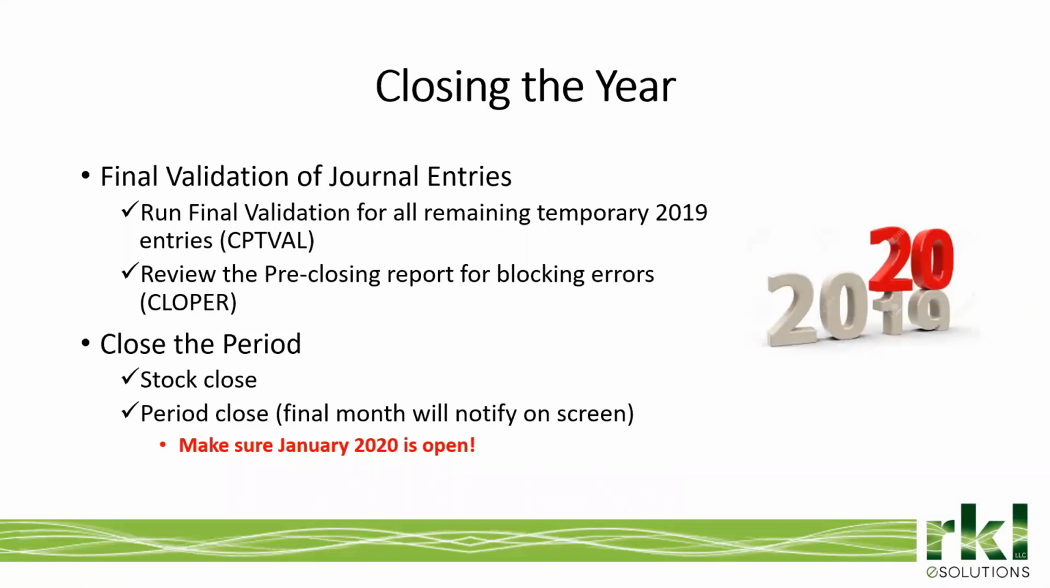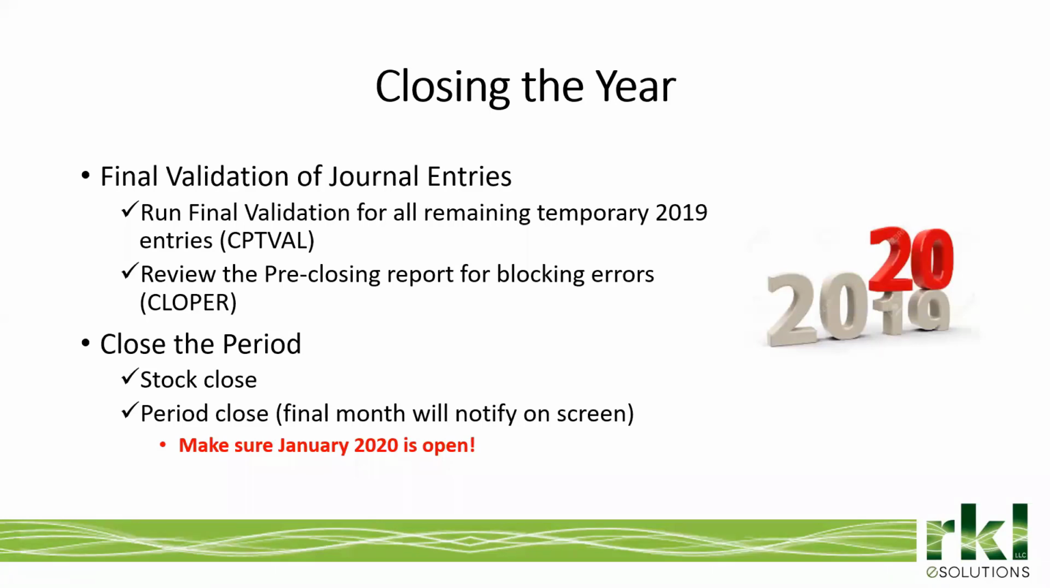You're also going to want to review your pre-closing report. For those of you who aren't familiar with that report, that's your CLOPER report. If you're not running that on a monthly basis, it's something that's useful. Basically, if you go to close the period, any errors that would show up when you close the period would just show up on the CLOPER report. So it's basically just a preview of any issues that you would need to take care of before closing.